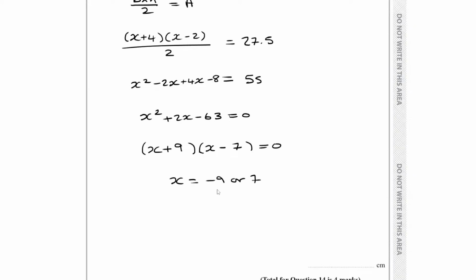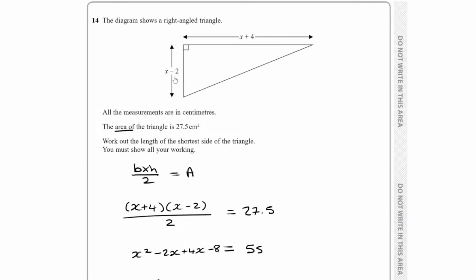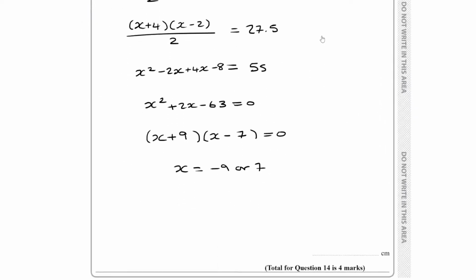Now, because we've got 2 answers, you obviously then have to choose. You have to make a decision which one, based on the context. Normally, if it's shapes, you're going to disregard the negative, aren't you? I can't have a negative side length. So in this case, it's obviously not minus 9, and I'm going to carry on with the 7.